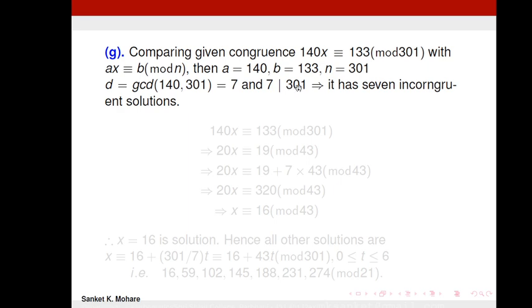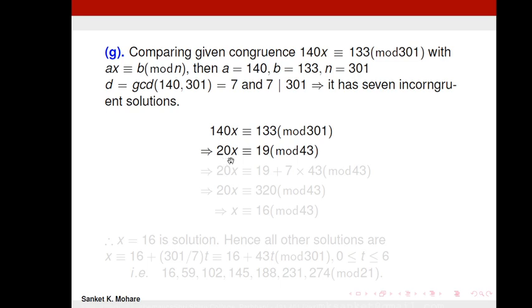Here it is not 301, 7 divides 133. Note that 7 divides 133. That's why it has 7 incongruent solutions. Now let's find particular solutions. So first we have to find a particular solution. For this, 140x is congruent to 133 modulo 301. So we can divide both sides by 7.